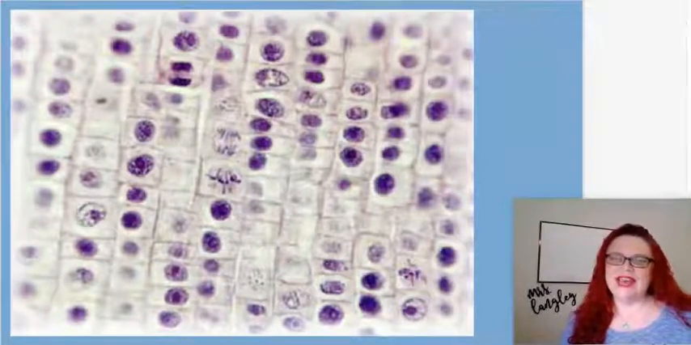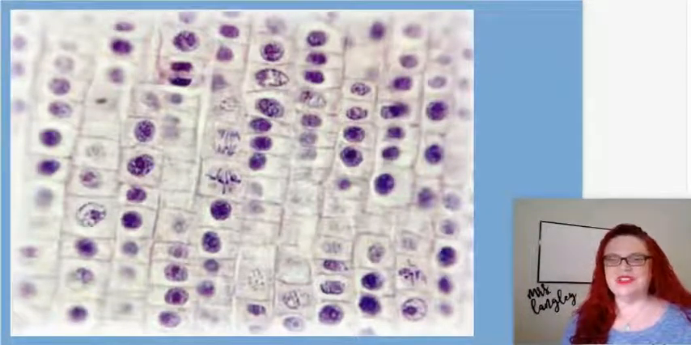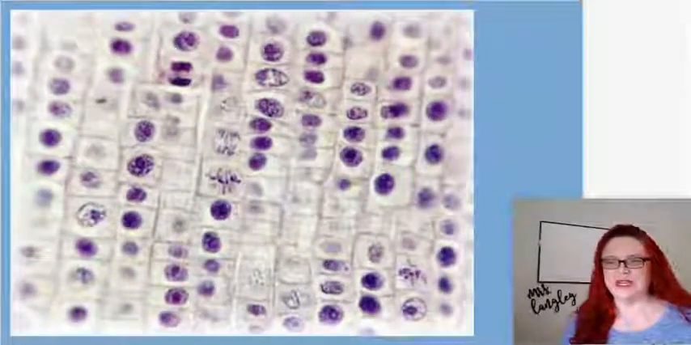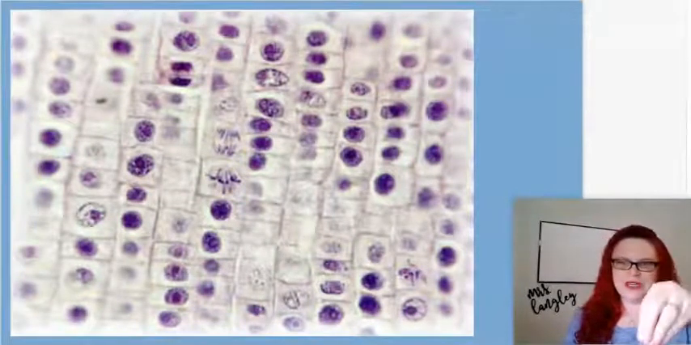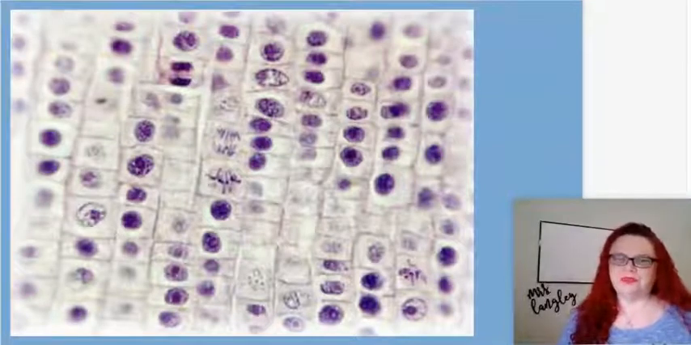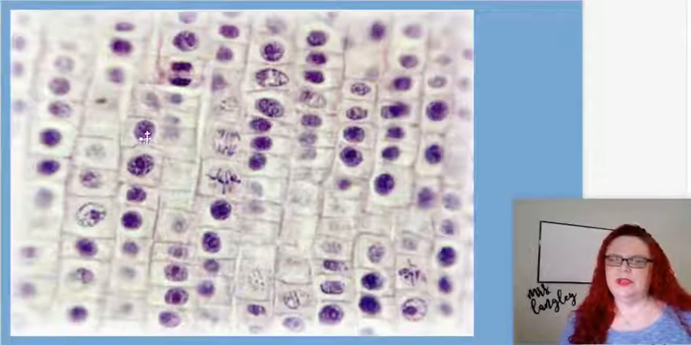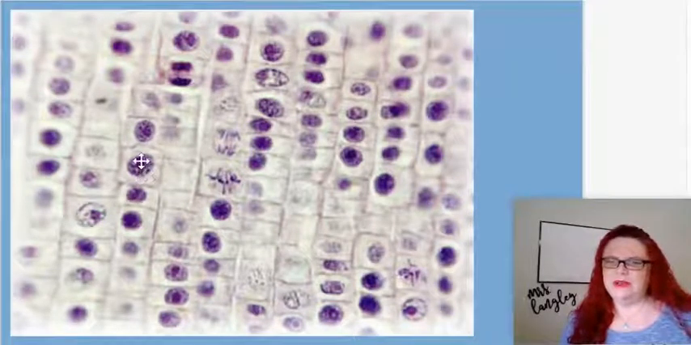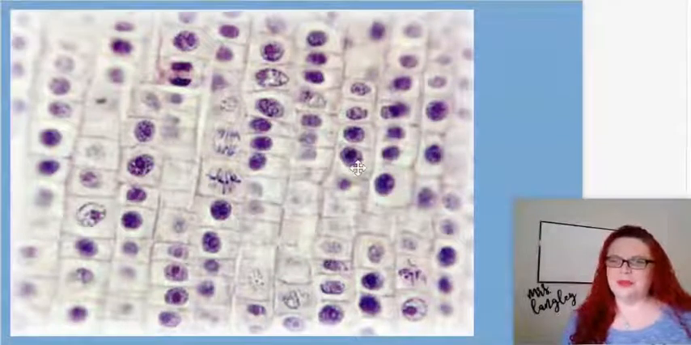Now here you can see, this is a slide of an onion root tip. So this is plant cells, and you can tell based on those boxes around them, those are their cell walls. And this slide shows the different stages of mitosis happening. Now, the roots of the onion are going to be growing very rapidly because they're moving down into the soil. So you can see here that we have a lot of cells that are going to be in interphase. You can't really tell what's going on there, but you can see the dark on the inside. Those are the nucleoli, the nucleoluses that make our ribosomes.